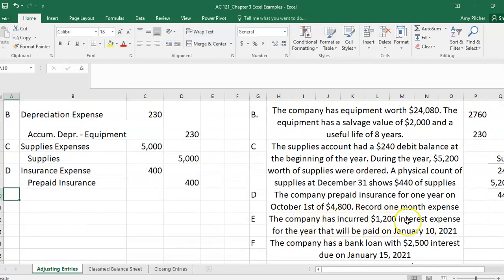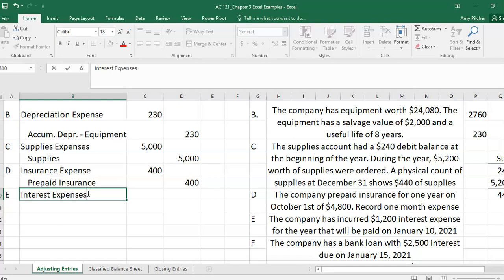E, the company has incurred $1,200 interest expense for the year that will be paid on January 10th, 2021. So we have interest expense of $1,200 and interest payable that we're going to pay in the next month.